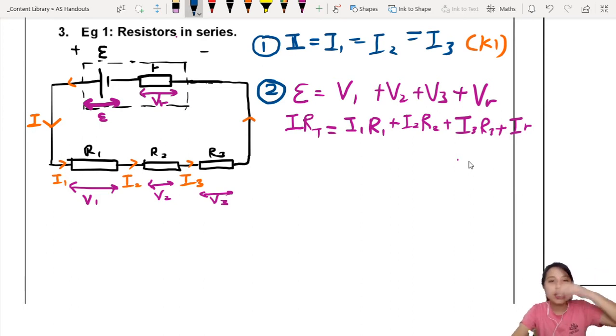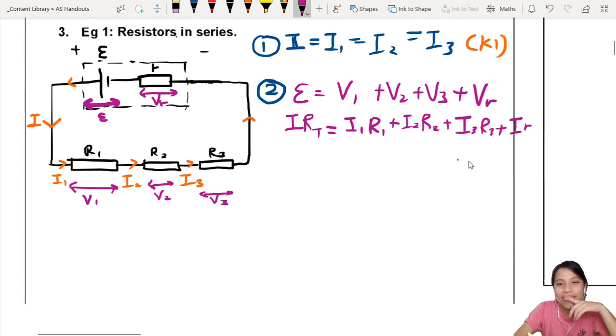Then, what do you do with this thing? Also, this one is which law? This PD, sum of EMF equals the sum of PD. Kirchhoff's second law. So it's K2. Don't confuse what is K1, K2. Then what do we do next?